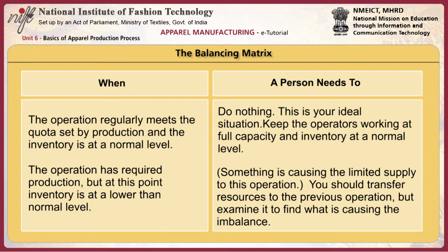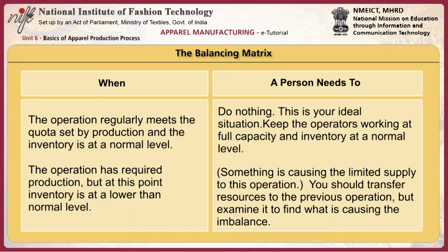This table explains what needs to be done for a particular situation. When the operation regularly meets the quotas set by production and the inventory is at normal level, do nothing. This is just the ideal situation. Keep the operators working at full capacity and inventory at normal level.